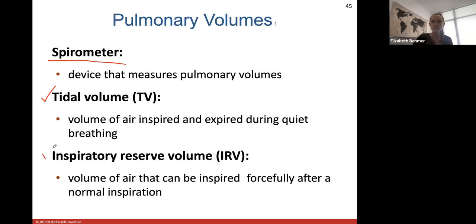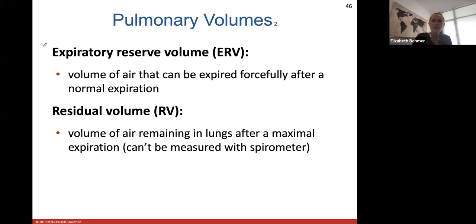Inspiratory reserve volume is the volume of air that can be inspired forcefully after a normal inspiration. So go back to your childhood days and who could hold their breath under the water the longest. You take in a really deep breath. That's your inspiratory reserve volume that you can inhale forcefully. Expiratory reserve volume is the volume of air that can be expired forcefully after a normal expiration. So kind of pushing all the air out of your lungs.